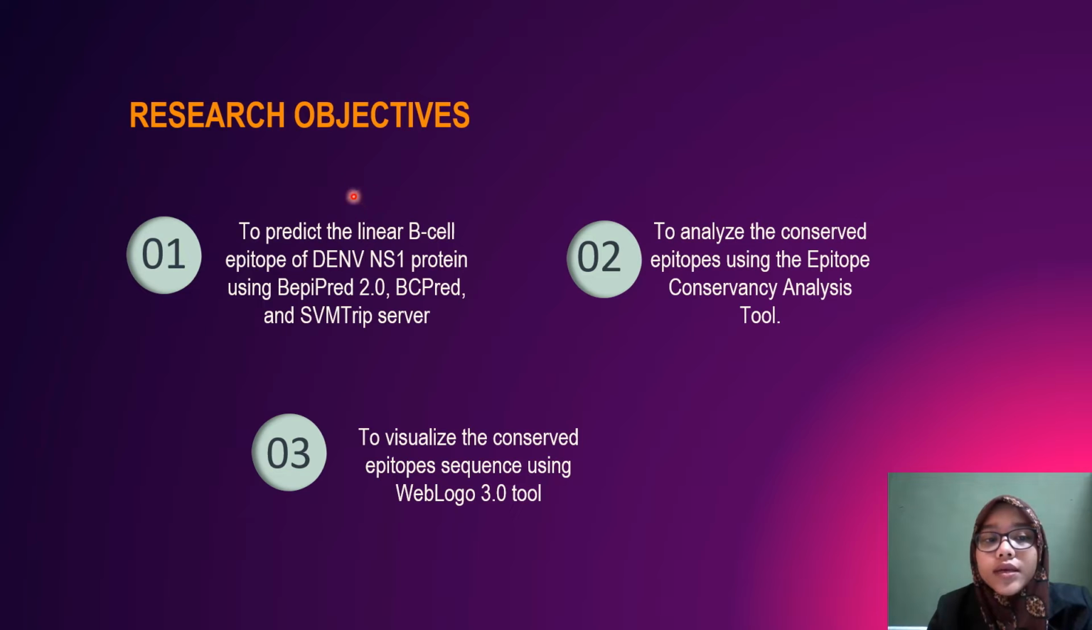So overall, the objective of this research is to predict the linear B-cell epitope of dengue virus NS1 protein using BPPRAT 2.0, BCPRAT, and SVM server. Second, to analyze the conserved epitopes using the epitope conservancy analysis tool. And third is to visualize the conserved epitope sequence using WebLogo 3.0.